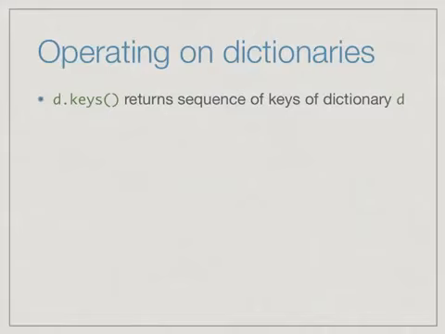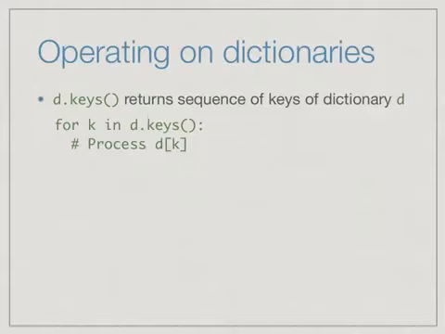So if we want to process a dictionary, then we would need to run through all the values. And one way to run through all the values is to extract the keys and extract each value in turn. So there is a function d.keys which returns a sequence of keys of a dictionary d. And the typical thing we would do is for every key k in d.keys, do something with d[k]. So pick up all the keys. This is like saying for every position in a list, do something with the value at that position. This is saying for every key in a list of keys, do something with the value associated with that key.